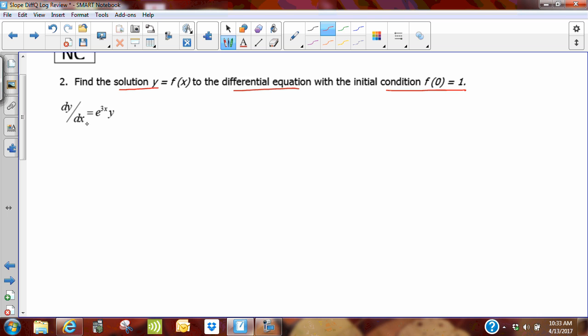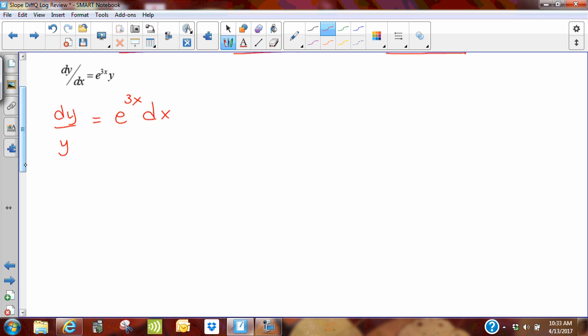So if you separate this, what is that going to be? Can y'all cross multiply in your head? dy over y equals e to the 3x dx. All right, what would you get if you integrated that? Okay, natural log of y equals 1/3 e to the 3x plus c. All right, and then y'all can finish that out.